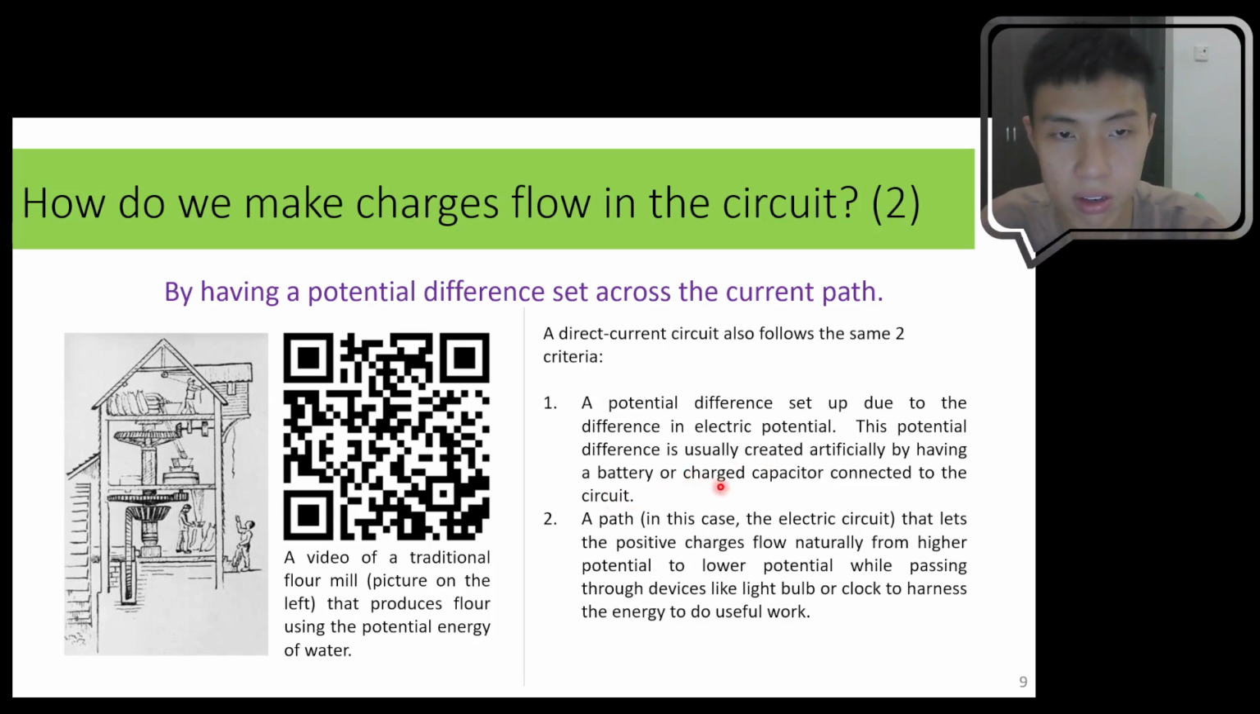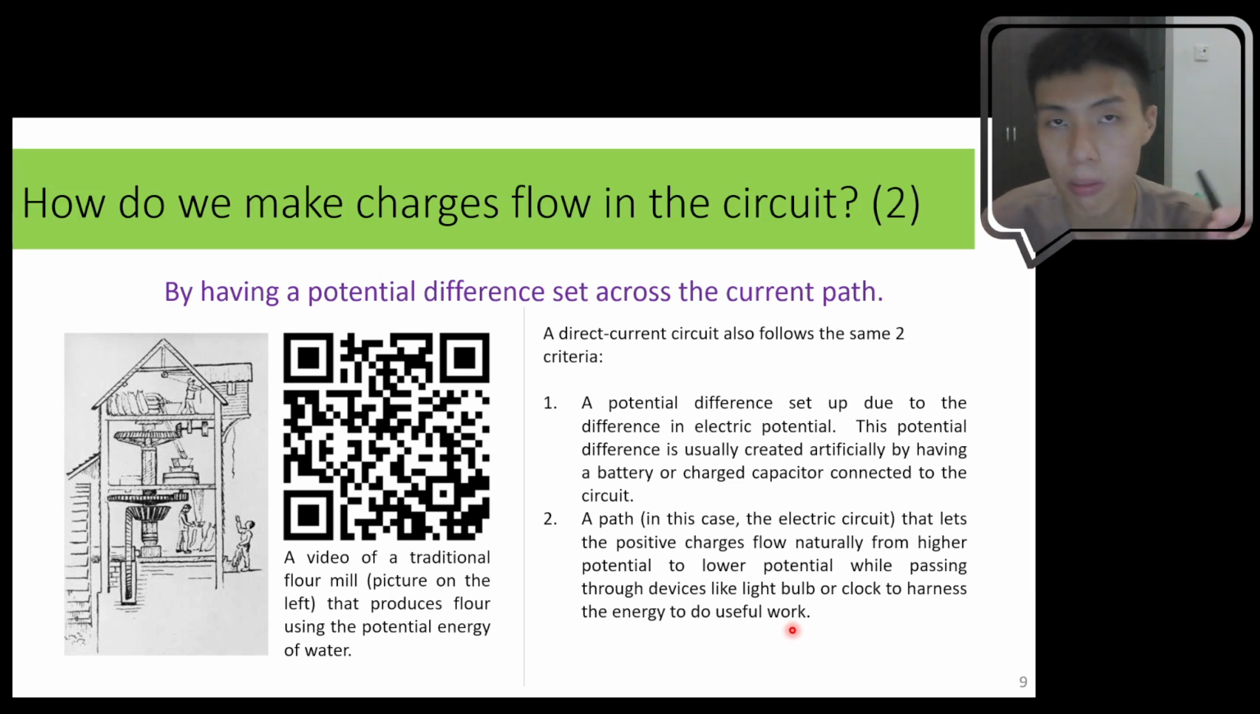Okay, a charged capacitor runs on a similar idea. You have a higher potential plate and you have a lower potential plate. So when you discharge the capacitor, the capacitor will let charges flow from the high potential plate to the low potential plate. So high and low, there's a potential difference. Okay, a path, in this case an electric circuit, lets the positive charge flow naturally from high potential to low potential while passing through a device like the light bulb or clock to harness the energy to do useful work.